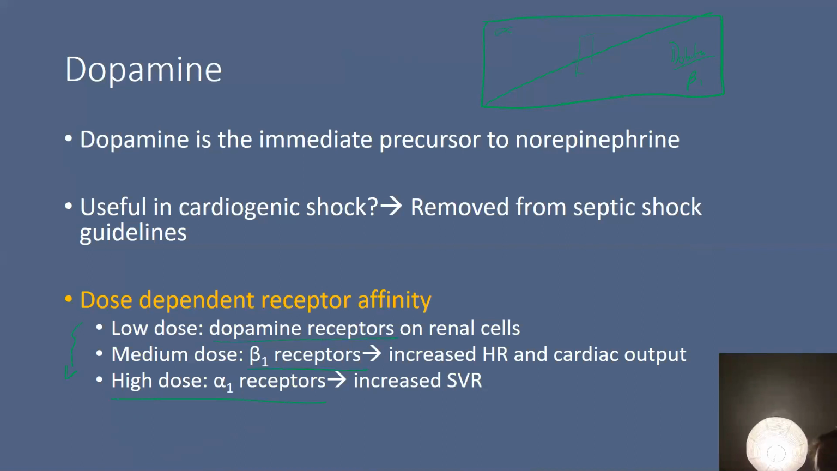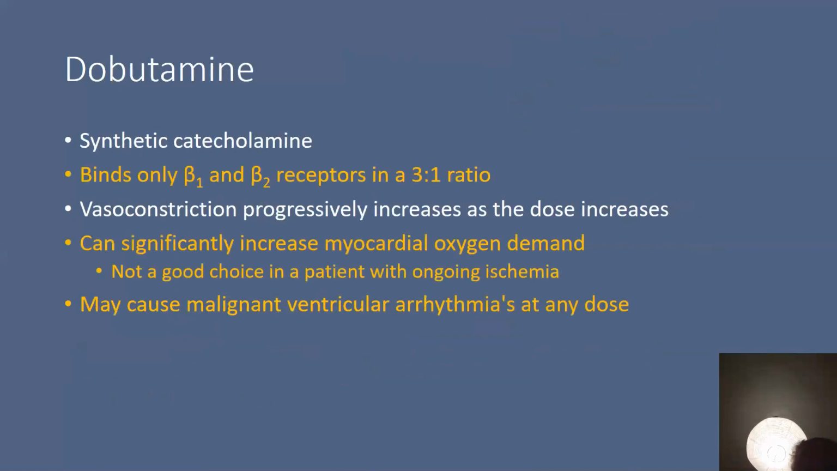This can be incredibly difficult to figure out where you are in your dosing spectrum here. And I'm not a particular fan of dopamine, simply because you don't really have a lot of receptor specificity, so it's hard to really target what it is that you want. On the flip side, dobutamine is a synthetic catecholamine. It's beta only, so beta 1 and beta 2, but preferentially that beta 1 receptor.